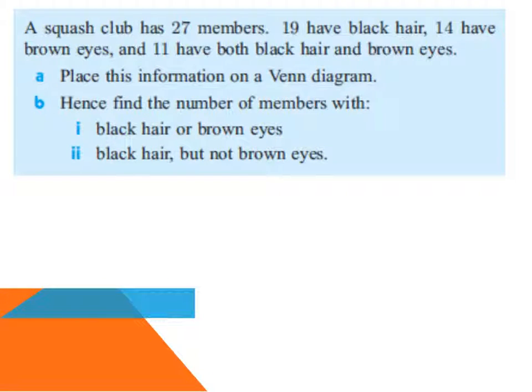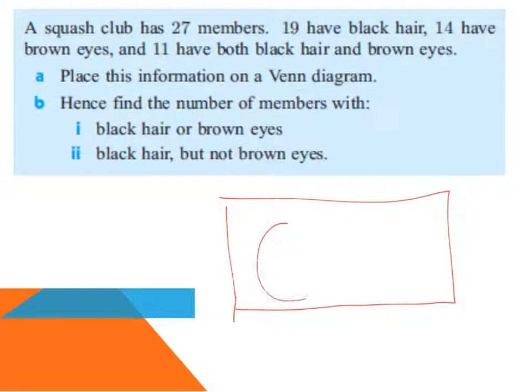Okay, so now we're going to get into just some problem solving. We're going to work through about 3 problems together, and then these notes are finished. So we have a squash club that has 27 members. 19 have black hair, 14 have brown eyes, and 11 have both black hair and brown eyes. So we want to place this information in a Venn diagram. So we're going to have our universal set, and it's going to have 27 members in it. And then we've got people with black hair and people with brown eyes. So that's what our Venn diagram is going to look like.